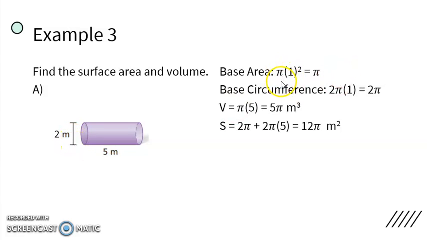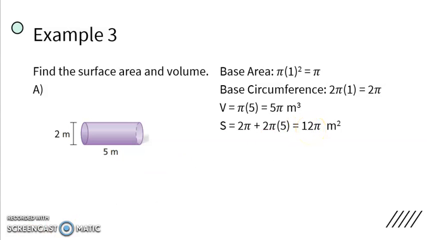So for the area, you get pi times the radius squared, which is just pi. For the circumference, it's 2 times pi times the radius, which is 2 pi. The volume of this is going to be the area of the base times the height, which is the distance between the two bases. So you get 5 pi meters cubed. And the surface area is going to be 2 times the area of the base plus the perimeter of the base times the height. And you get 12 from that.